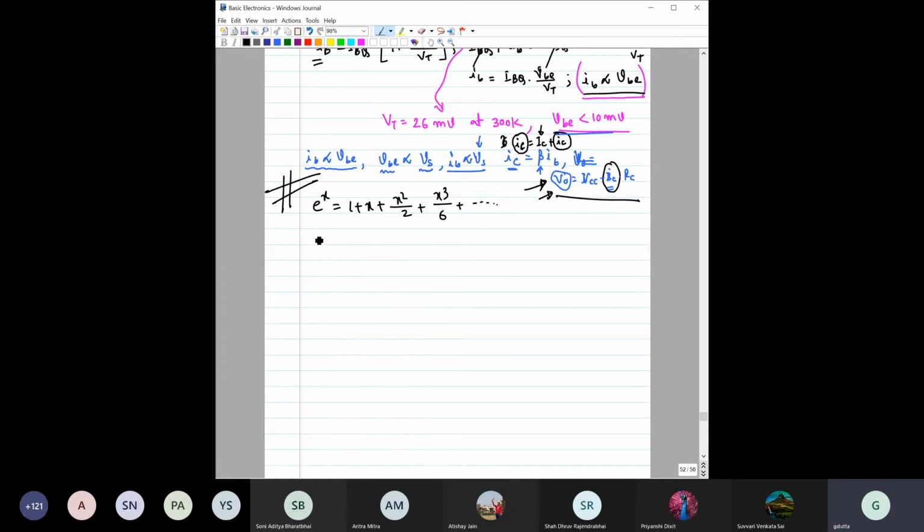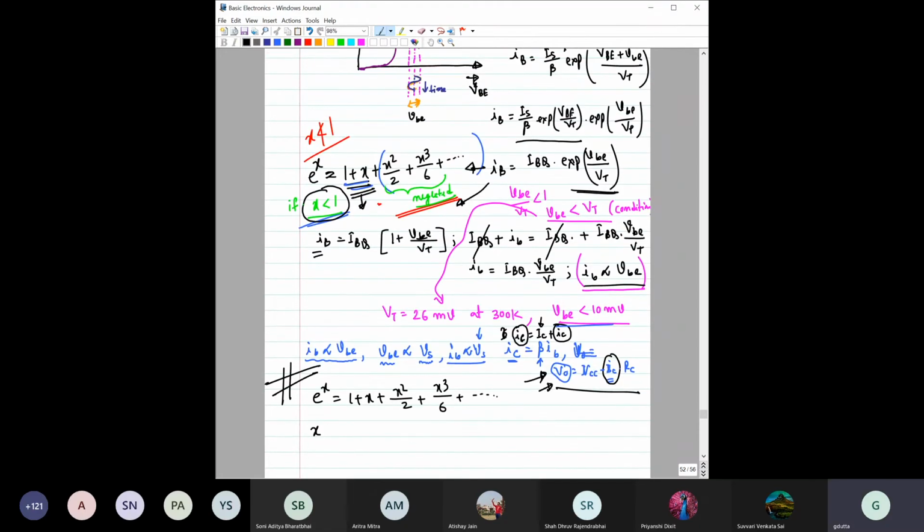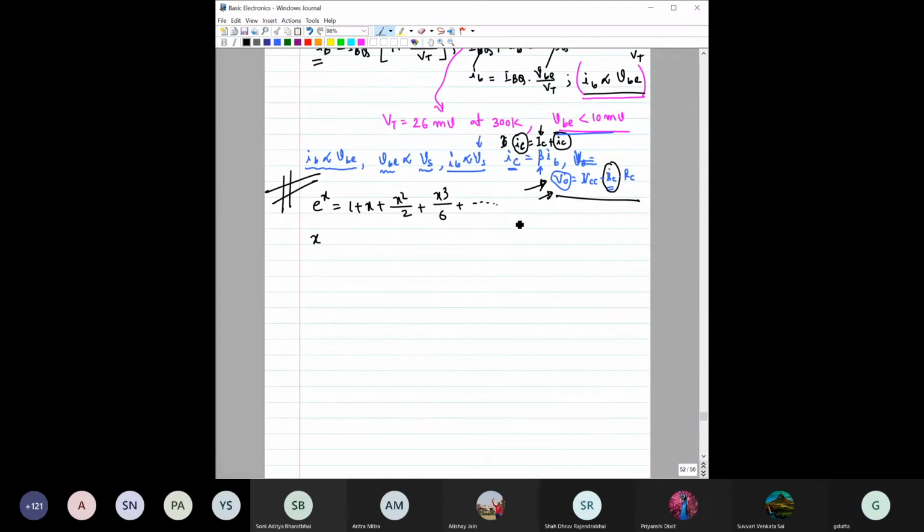Okay, and here what is x? Remember, this x is V of BE by VT, isn't it? X is equal to V of BE by VT. Now what is V of B? Say the source signal is a sinusoidal signal, and so you can write it as Vm sine of omega t, right? This is any arbitrary signal, but say it is a sinusoidal signal.